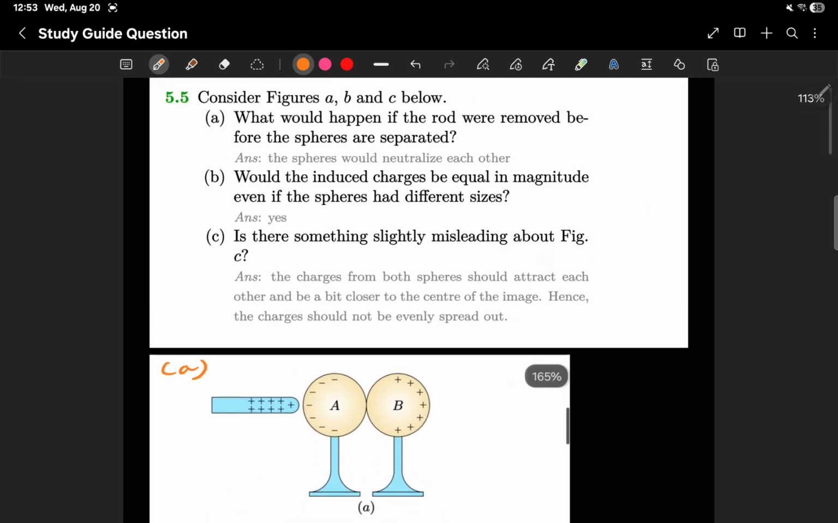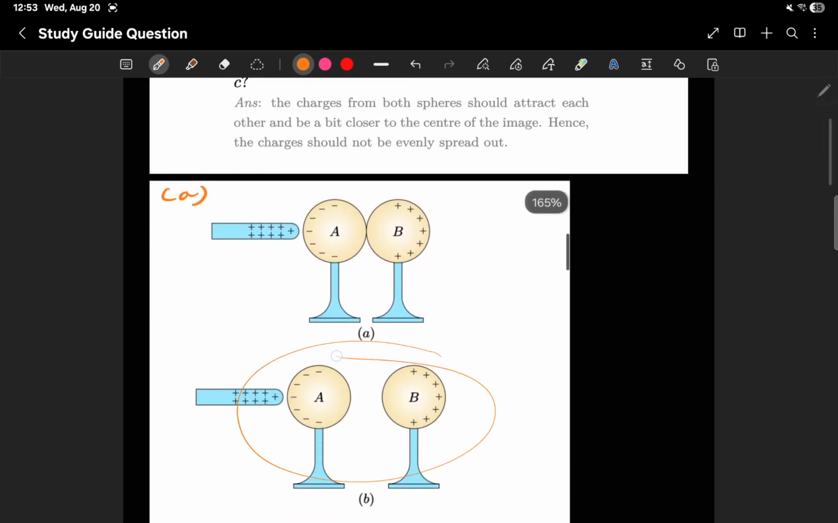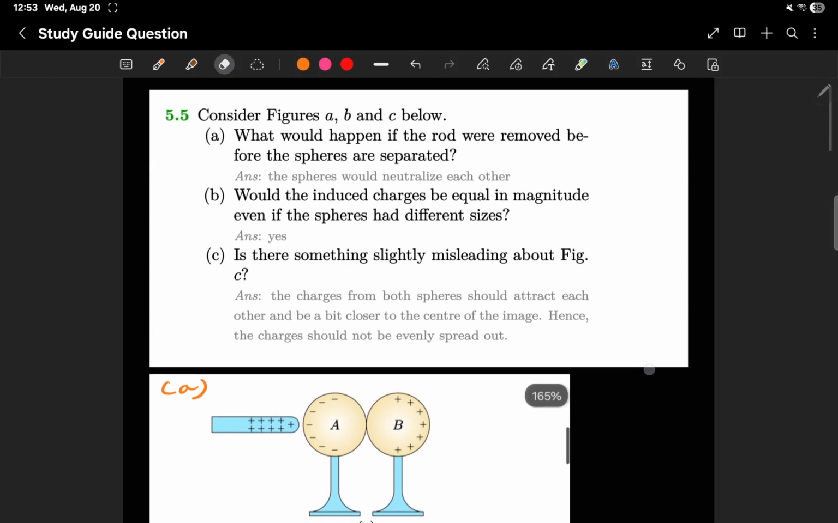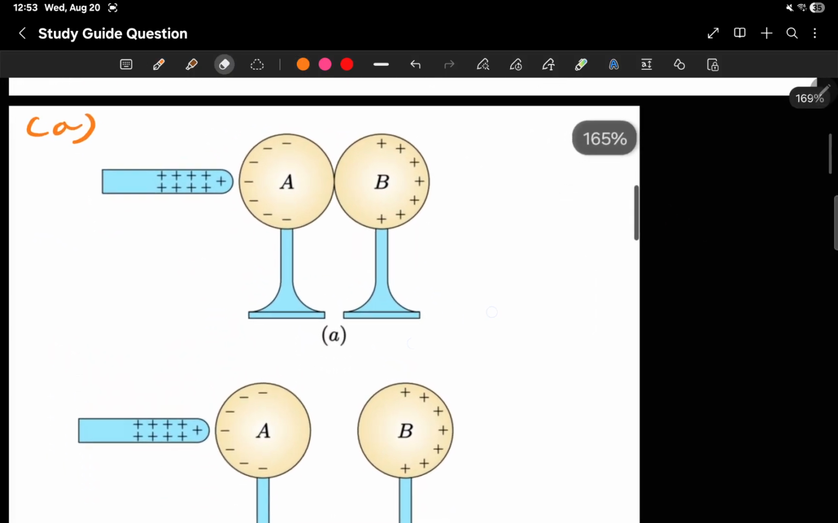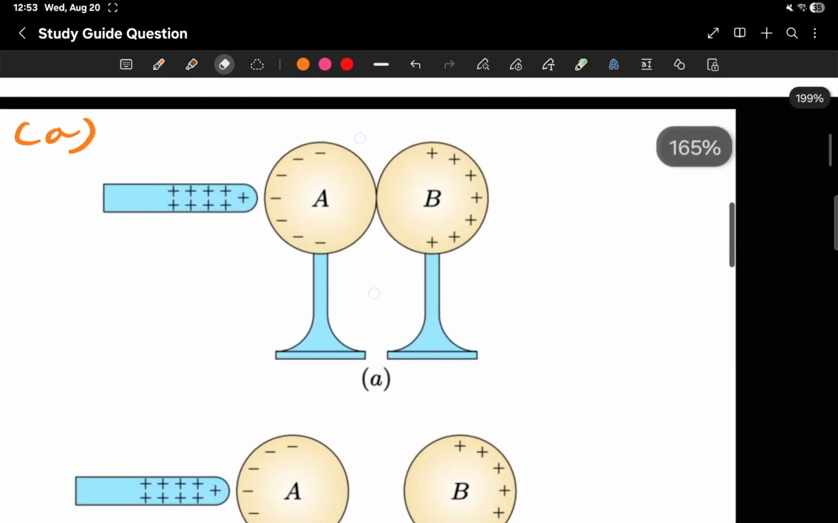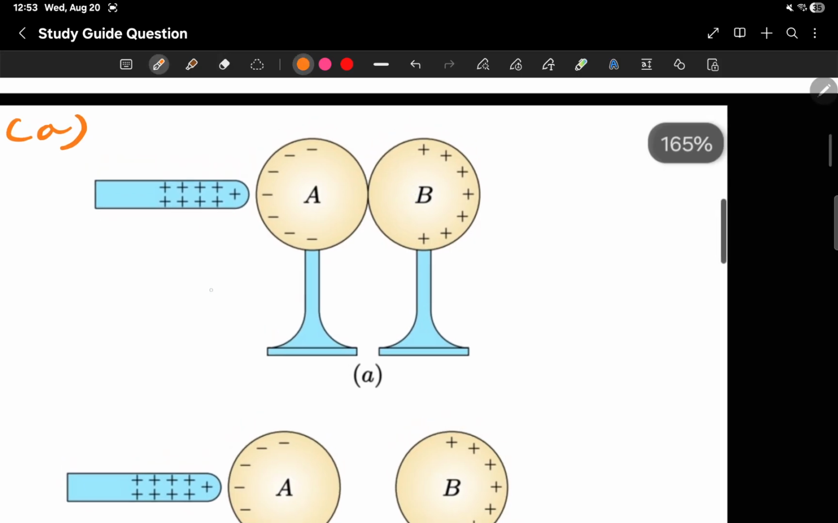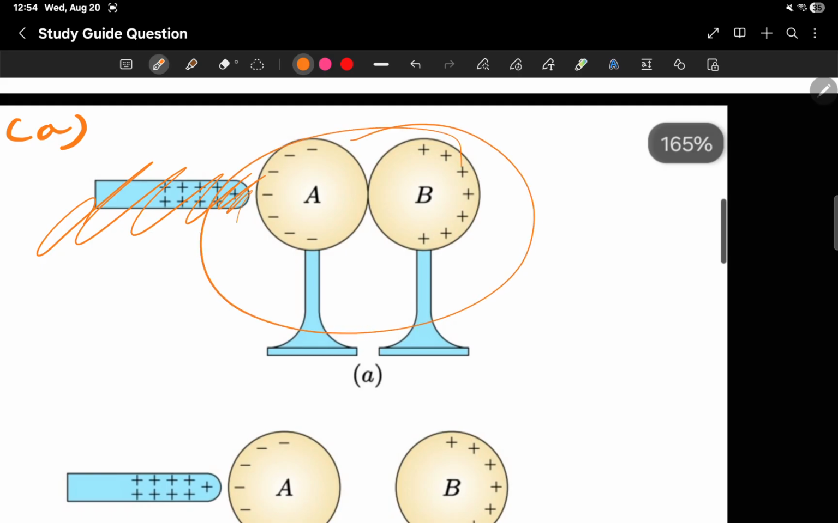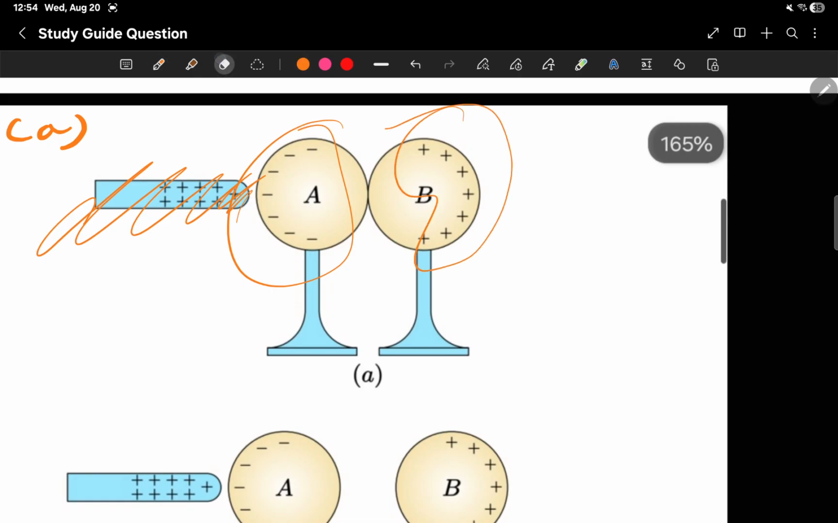Now we're saying that we want to remove the glass rod before these spheres are pulled apart from each other. In these two regions the spheres have neutralized each other. That's not a problem. We're at that step. But immediately after, we remove the glass rod, so it's no longer there. So what we have now is two spheres still in contact with each other, where sphere A has negative charges and sphere B has positive charges.